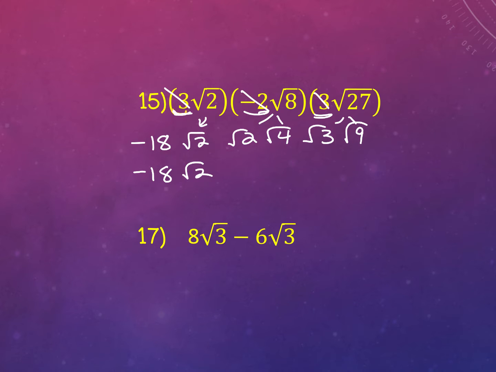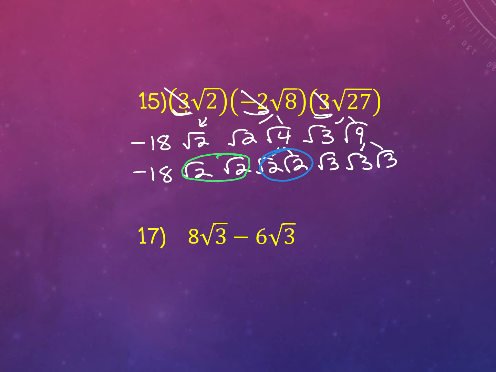So this 2 is prime, this 2 is prime. The 4 will become 2 and 2. The 3 I'll bring straight down, and then the 9 will become 3 and 3. Now I can go back and look for my pairs of numbers. So I have a pair of 2's right here. I have another pair of 2's. And then I also have a pair of 3's.